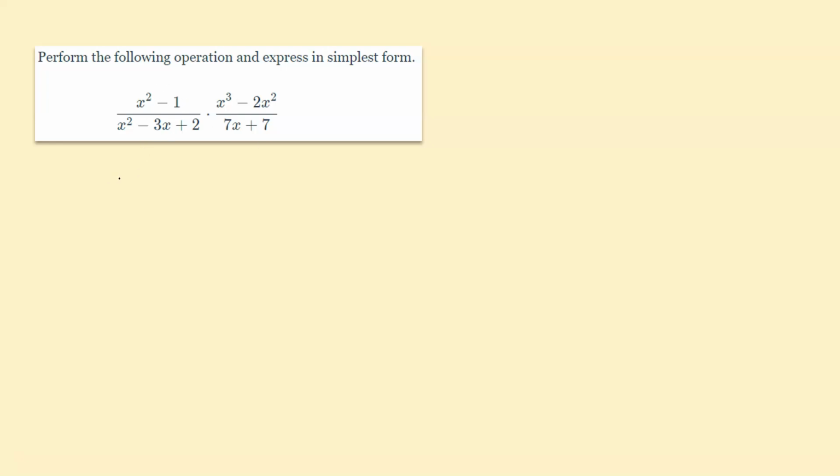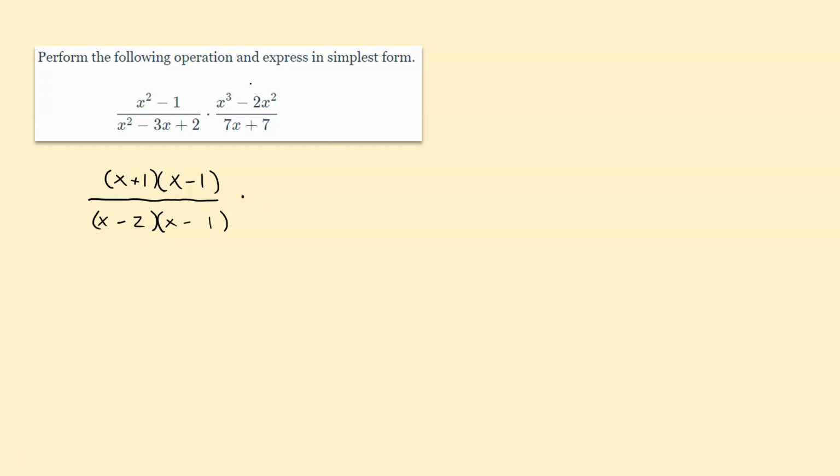We have a difference of perfect squares here. So that's x plus 1, x minus 1. 1 is a perfect square. That's one that we sometimes forget, because 1 times 1 is 1. And then here we have a trinomial. So this would have to be x minus 2 times x minus 1.